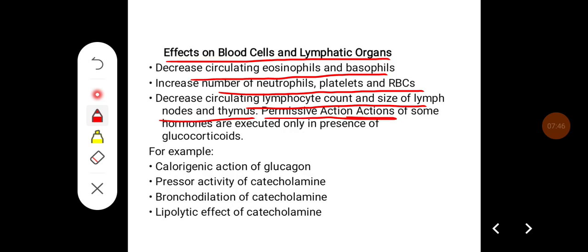Its permissive action on some of the hormones: some of the actions of other hormones are executed only in the presence of glucocorticoids. For example, the calorigenic action of glucagon, pressor activity of catecholamines, bronchodilation of catecholamines, and lipolytic effect of catecholamines occur only in the presence of glucocorticoids.